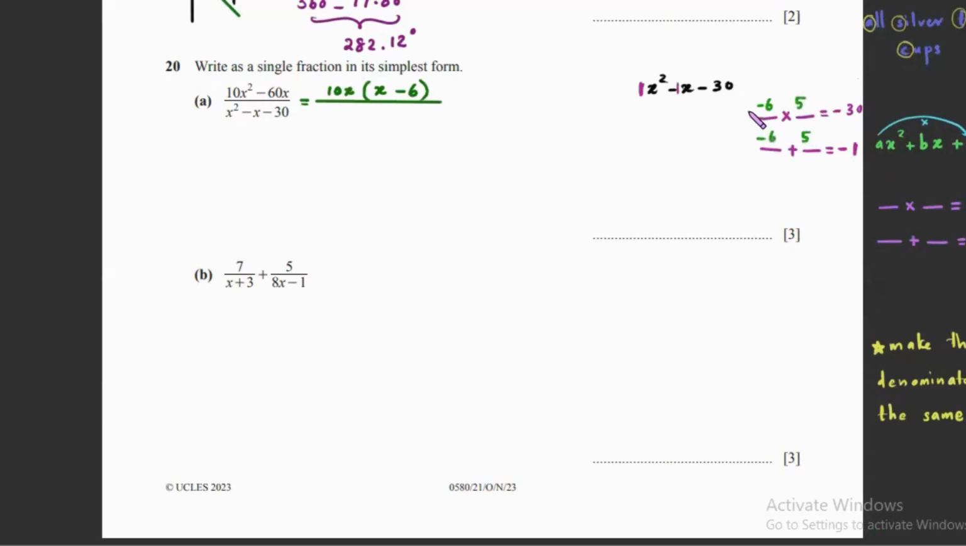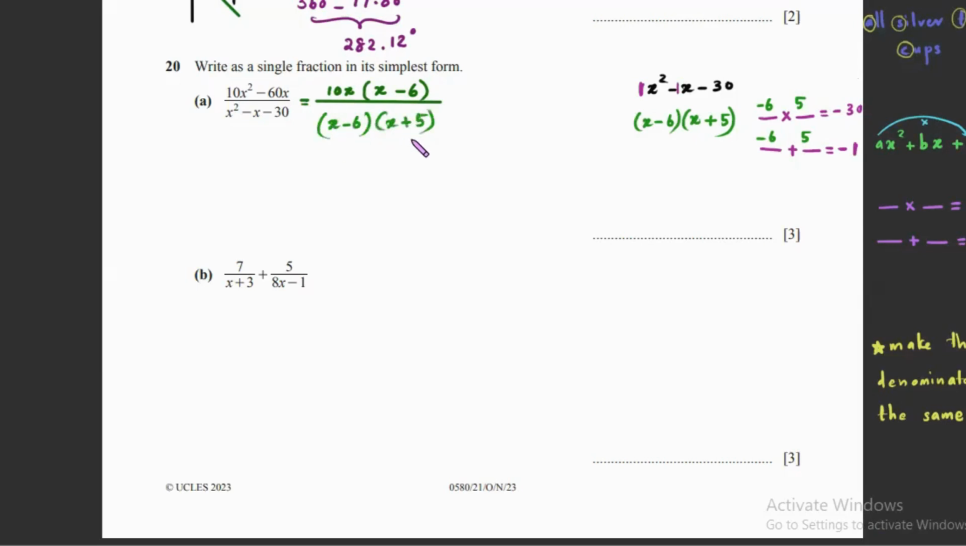Now that we know it's going to be negative 6 and 5, we can directly put this within the brackets as the variable that is given here is x. I'm going to write x with negative 6, and the same x with the other number, which is 5. So these will be the factor pairs for x squared minus x minus 30. This can be done only when the coefficient is a 1. So the denominator is (x minus 6) times (x plus 5).